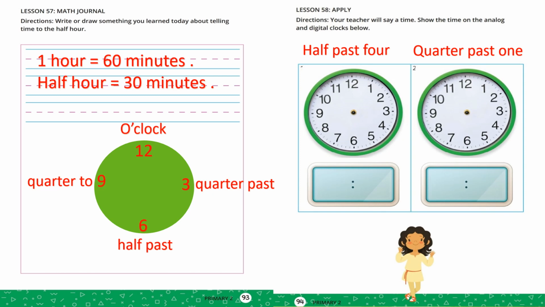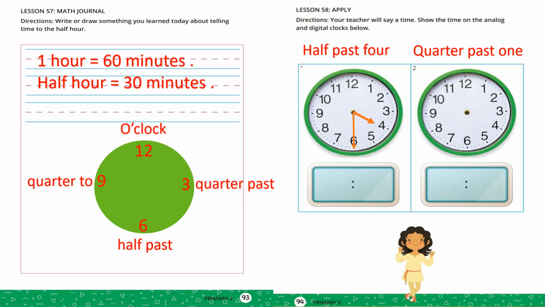Let's draw the hands. Number 1, half past 4. Half past, it tells me that the minute hand or the long hand on 6, so we will draw the long hand on 6. Half past 4. 4 here, it tells me that the short hand or the hour hand on 4, so we draw the short hand on 4.